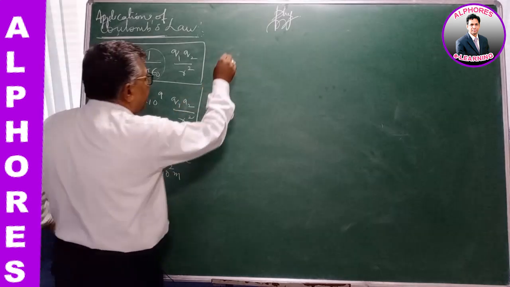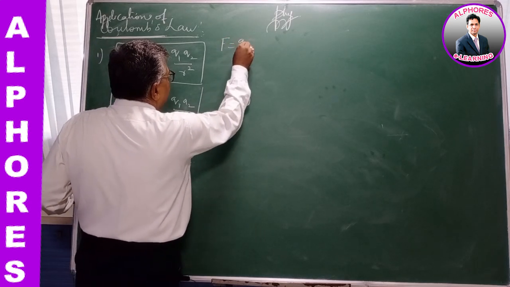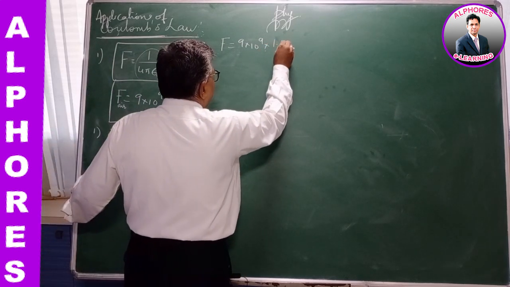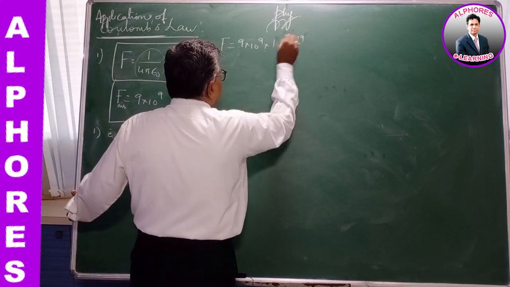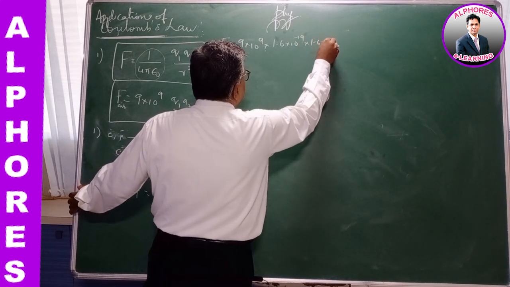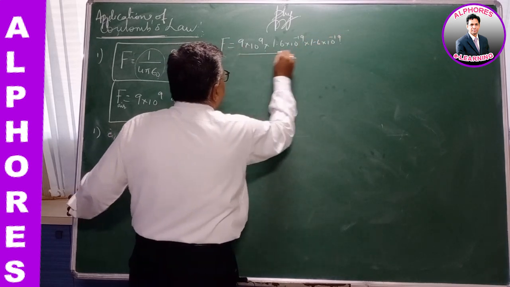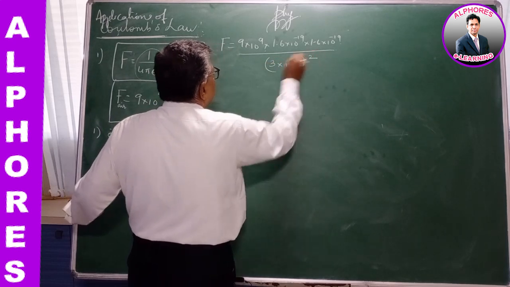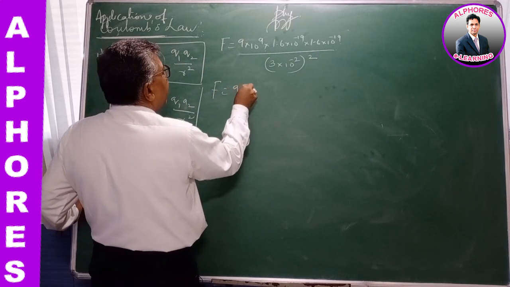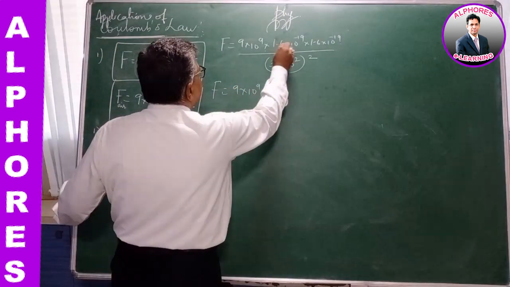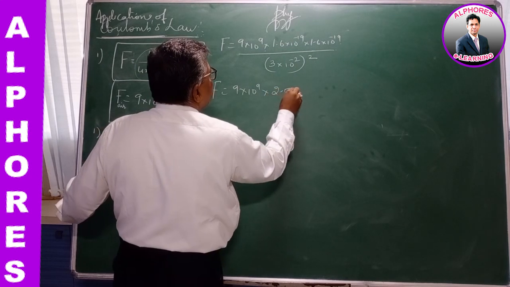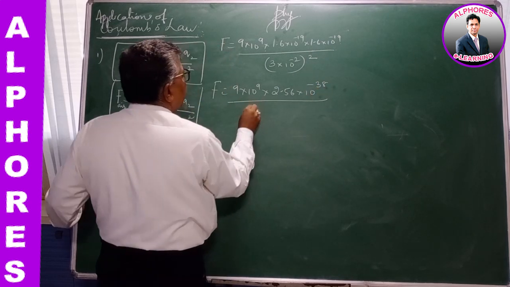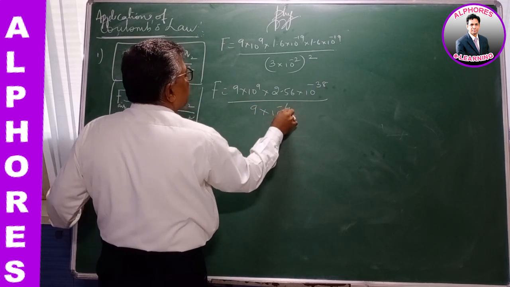So substituting in the formula, F is equal to 9 into 10 power 9, into the charge of proton 1.6 into 10 power minus 19, into the charge of electron 1.6 into 10 power minus 19, by the distance 3 into 10 power minus 2 whole square. So force F is 9 into 10 power 9, 1.6 into 1.6 is 2.56 into 10 power minus 38, by 9 times 10 power minus 4.